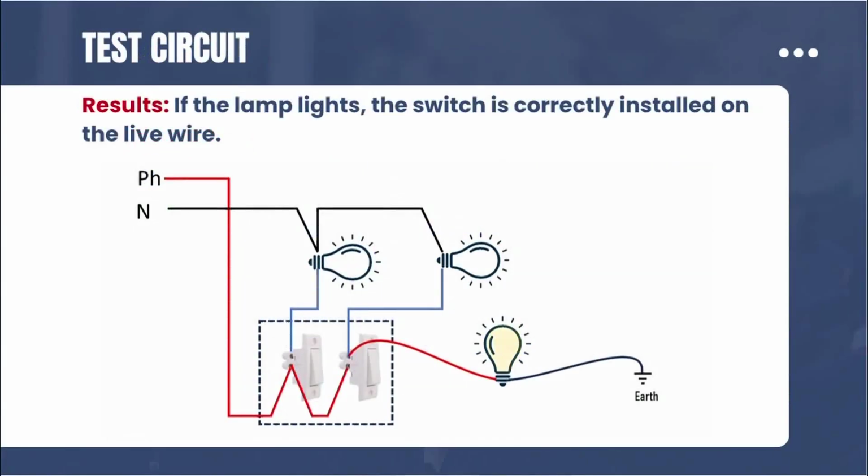If the lamp lights up when testing a switch terminal, it indicates that the switch is correctly installed on the live wire. If the lamp does not light up, it means the switch is installed on the neutral wire instead of the live wire, which is incorrect and needs to be corrected.